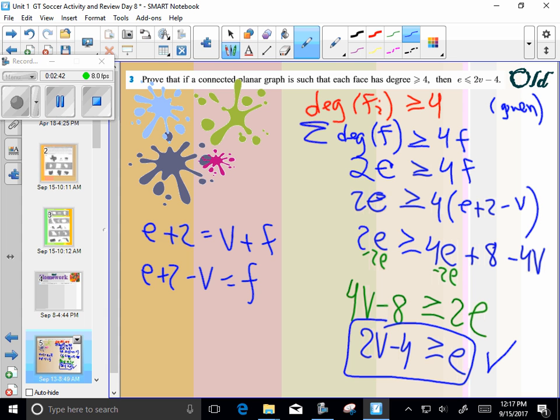Is that good for 3? Who asked that one? Alex, are you good? What were you having the most trouble with? The first step? I don't know how to start. Yeah, and I think that's the hardest part. This is rewritten to be that: the degree of each face, i is each face, is greater than or equal to 4, and then we just multiply by the number of faces to get all the degrees of the faces. This is our goal because we want to get that 2e.